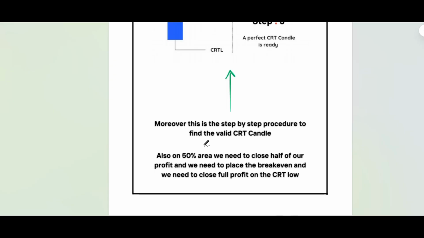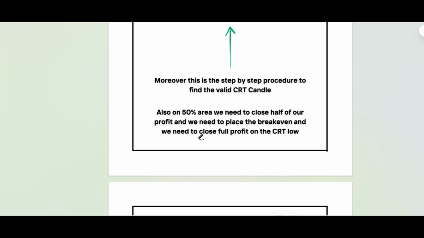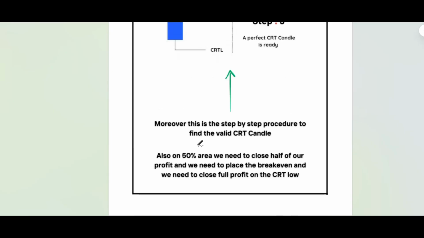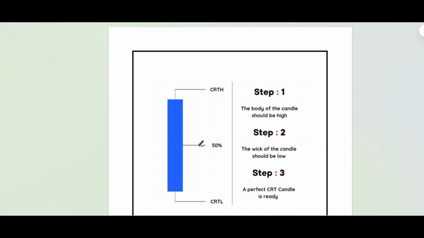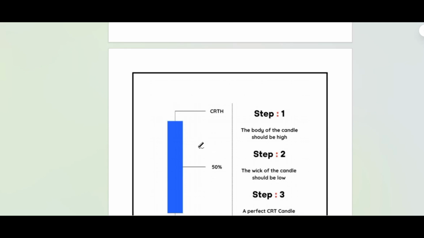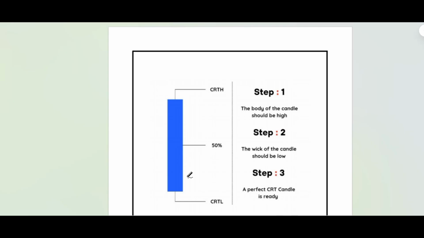On top of that, this is the step-by-step procedure to find the CRT candle. We also need the 50% area. This 50% is the area where we will be taking our partial profit, which means sometimes the trade will not reach your target low, but you are supposed to secure your profit by closing some of the trade at this 50% range. That is the importance of the 50%.